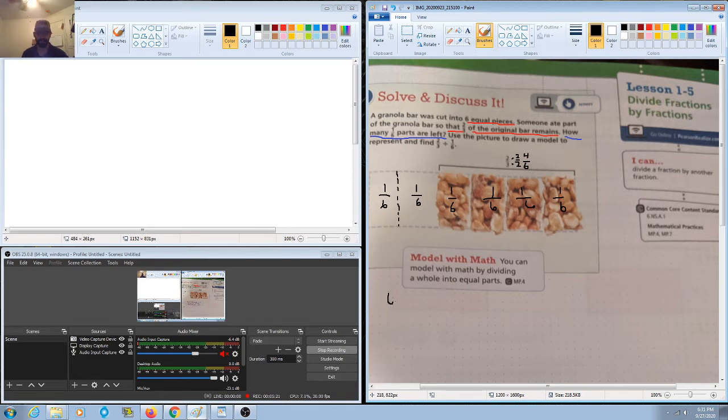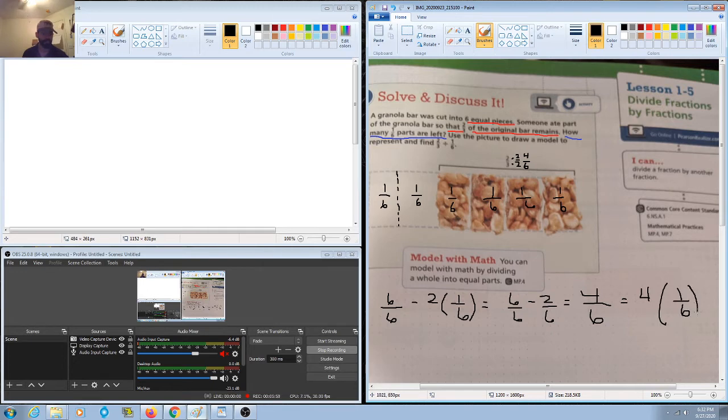Because if we have 6 over 6 pieces to start with, and one person ate 2 times 1/6 pieces, then that's going to be equal to 6 over 6 minus 2 over 6, which is equal to 4 over 6. But if there's 4/6 left, then that means that we have 4 times 1/6 pieces.